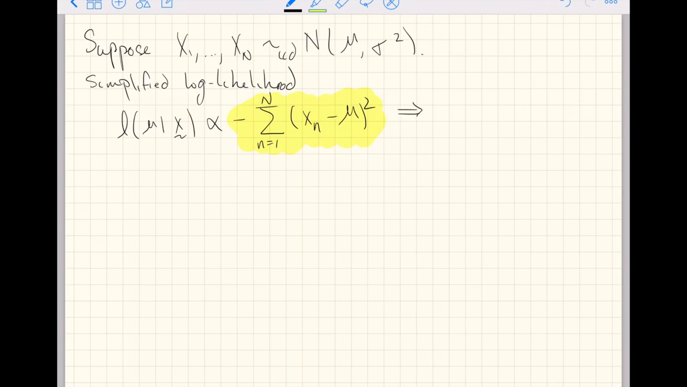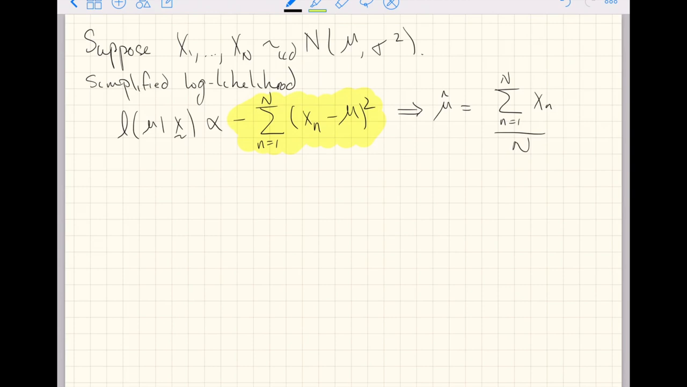Now, it may be no surprise to some of you that the best guess for the population mean mu is actually just the sample mean, where you add up all the data and divide by however many there are. But what that's actually telling us is that mu hat is the single number that is closest to all the data xn in terms of squared distance. That negative out front doesn't really matter.